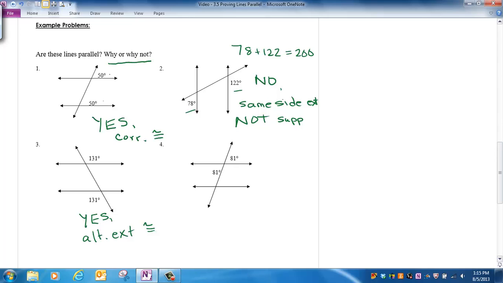And finally, number 4. I have an 81 and an 81, which seems like a good thing, but what kind of a pair is this? Vertical angles. Is there anything that leads me to believe these lines have to be parallel? Do I know something about my 2 neighborhoods? I really don't. They might be, but they might not be. Vertical angles is not enough. So I'm basically going to just say not enough info. Maybe yes, maybe no, but I'm not coming to any conclusions.